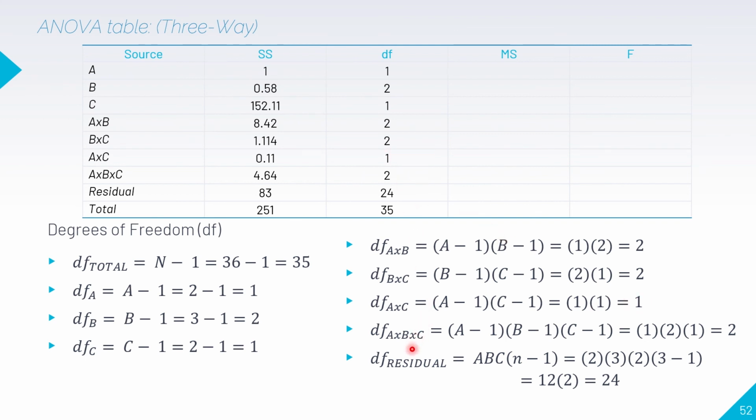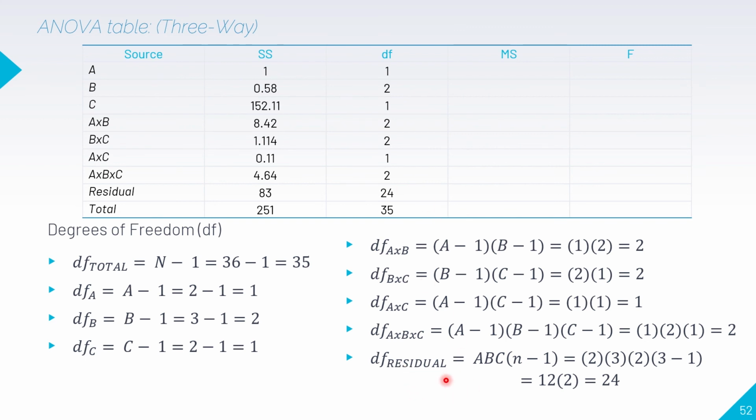Now, in finding A by B by C, you just need to multiply these three: the df of A, the df of B, and the df of C. So we have 1 times 2 times 1, which gives us 2 as our df.